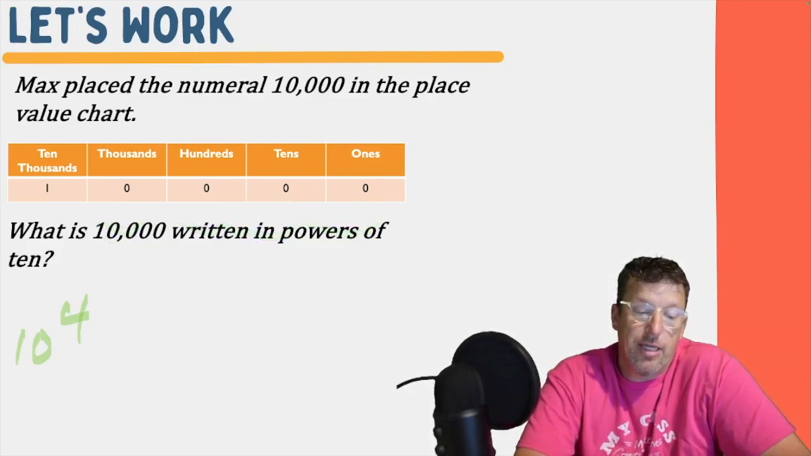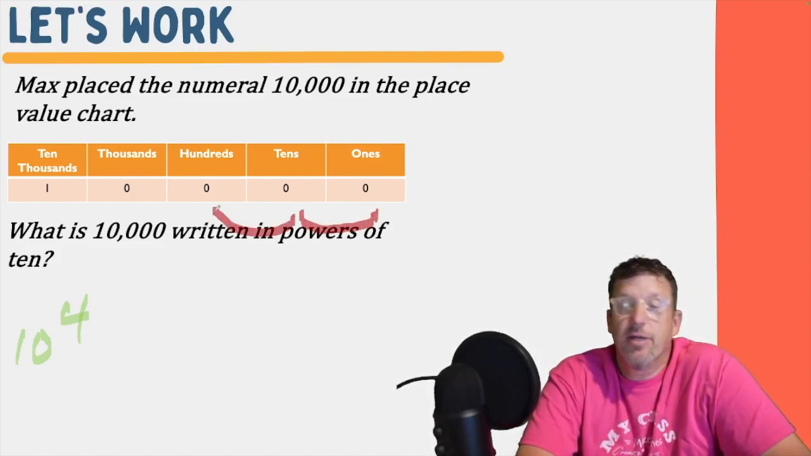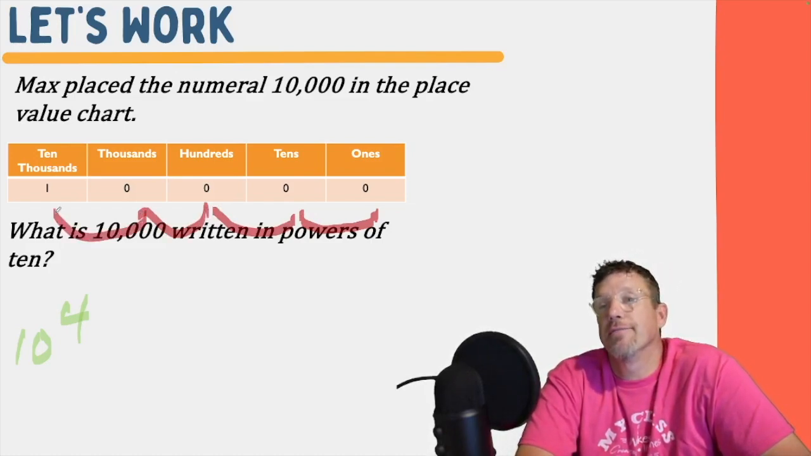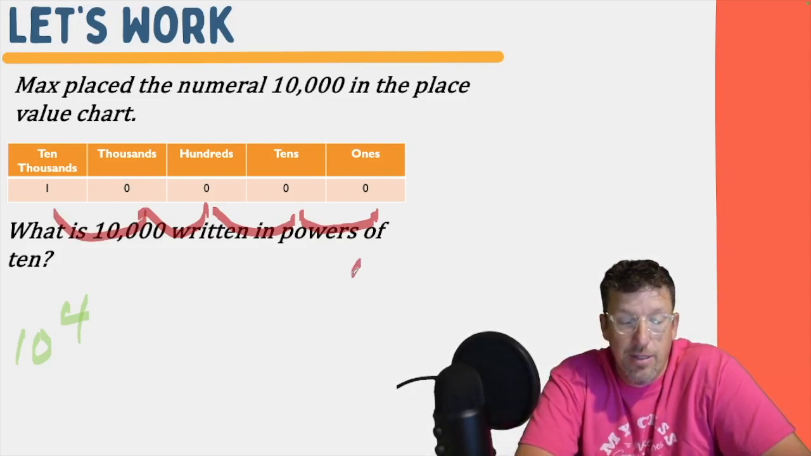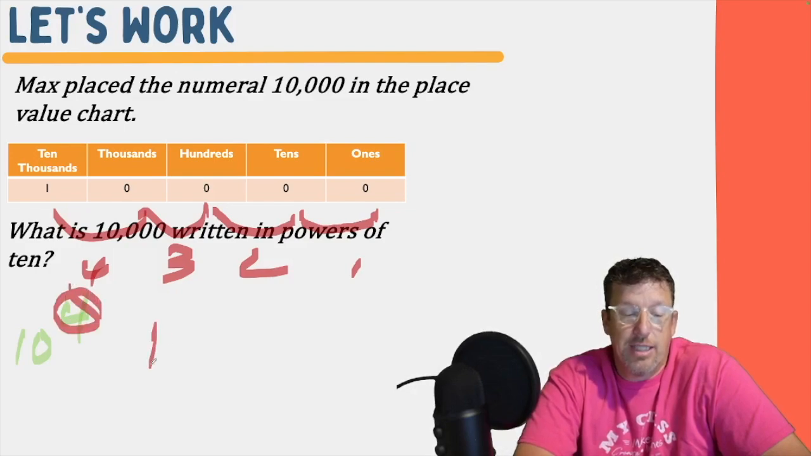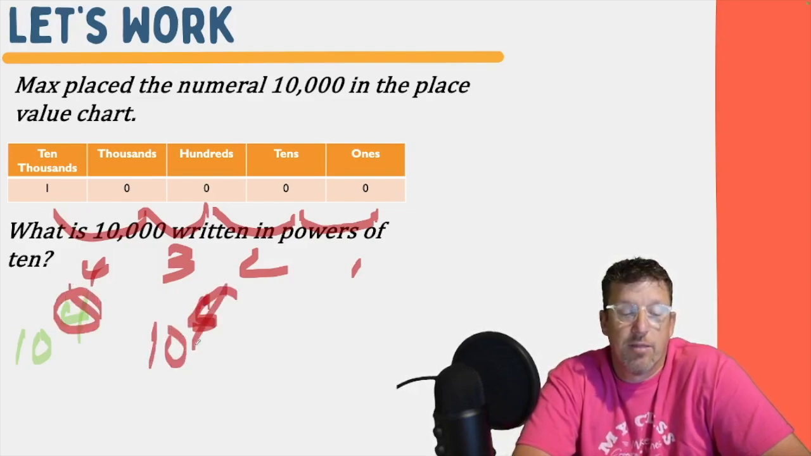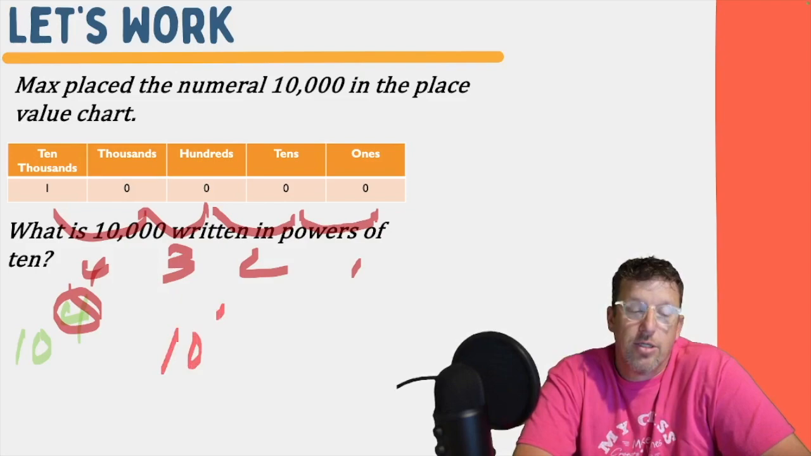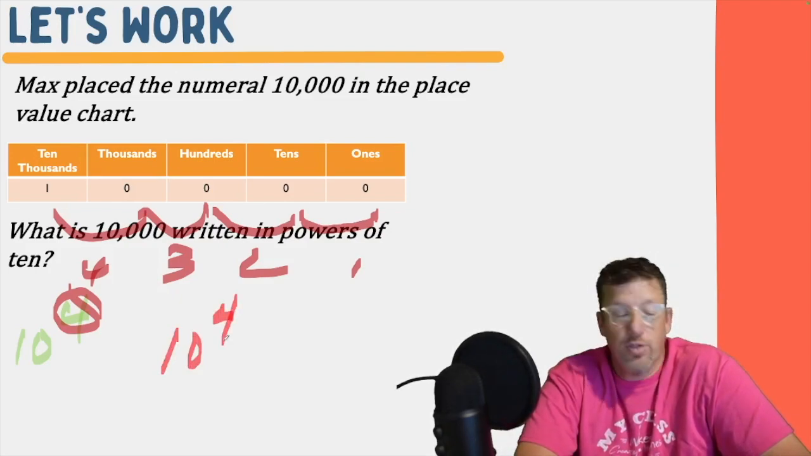Let me erase that and show you again. We had the 1, which would be here, and then we're 10 times bigger to get to the 10, 10 times bigger to get to the 100, 10 times bigger to get to the 1,000, and 10 times bigger to get to the 10,000. You could just count it on a place value chart. 1, 2, 3, 4. We got 4 times we got 10 bigger, which is 10 to the fourth. Pretty cool, huh?